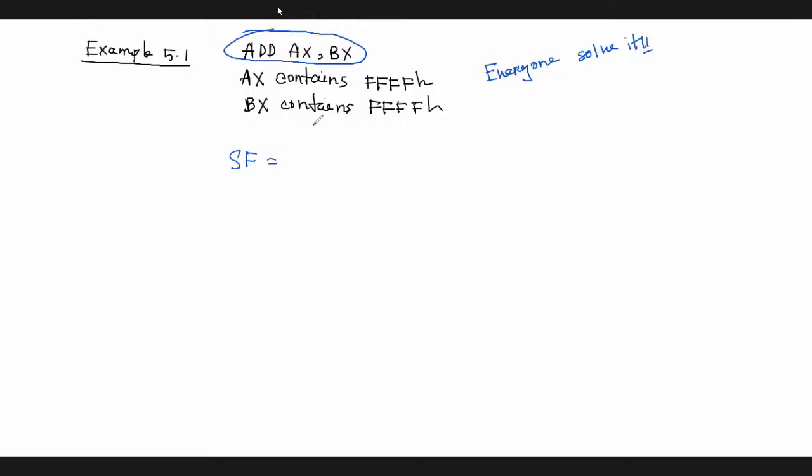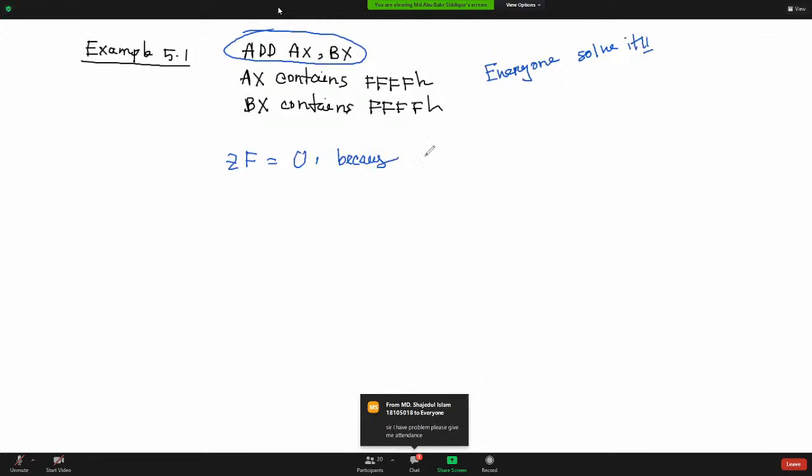Sir, zero flag is zero, because the result is not zero, sir. The result is non-zero, meaning not zero. Okay, good. Non-zero.